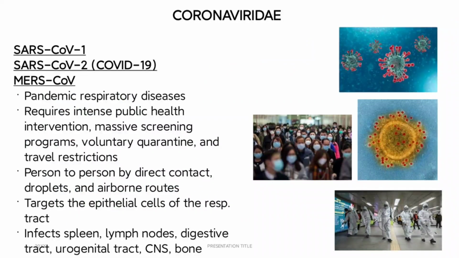So, Coronaviridae. Even though mukha siyang bilog pa rin, mukhang icosahedral, sa loob niya, yung genome niya, helical yun. Tandaan nyo yun. So, Coronaviridae, we have the SARS-CoV-1, SARS-CoV-2, or the COVID-19, and MERS-CoV.